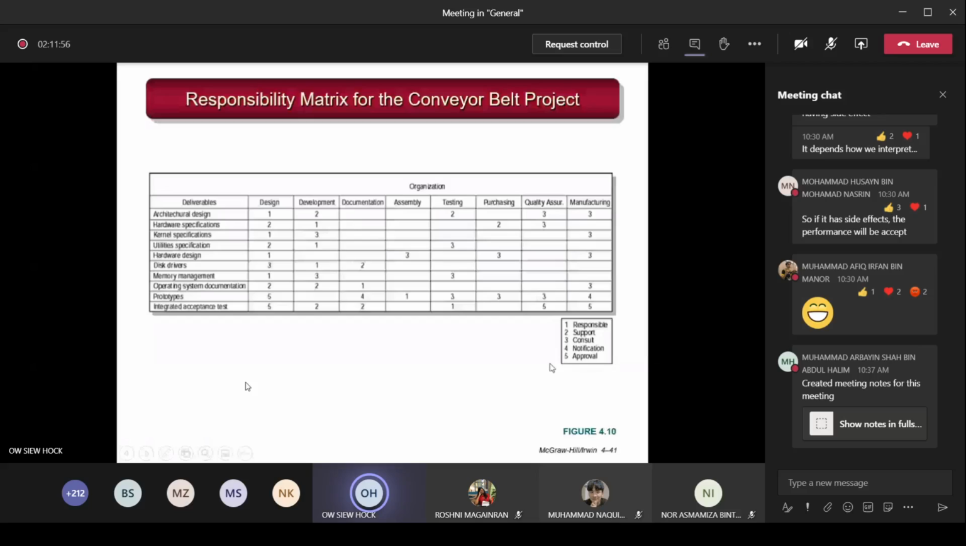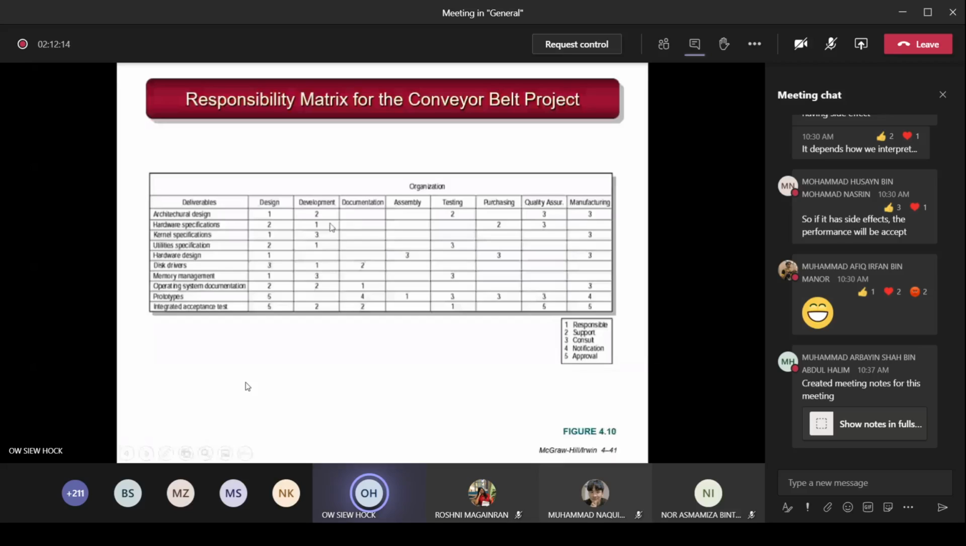In this case, you can see that instead of R and S, you put 1, 2, 3, 4, 5. So what does that mean? Number one represents responsible. So architectural design is in charge of being responsible. Okay, I approve. I'm responsible for whether I approve this design or not.